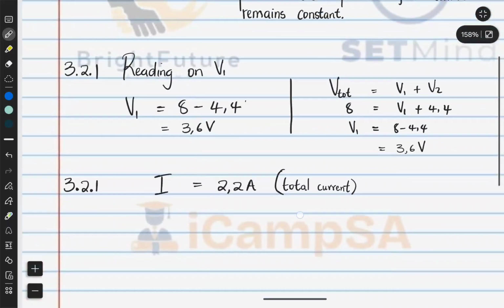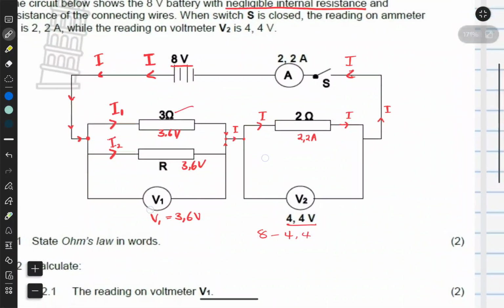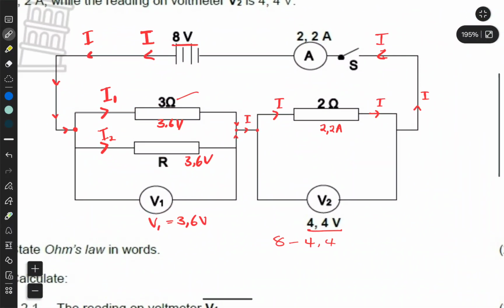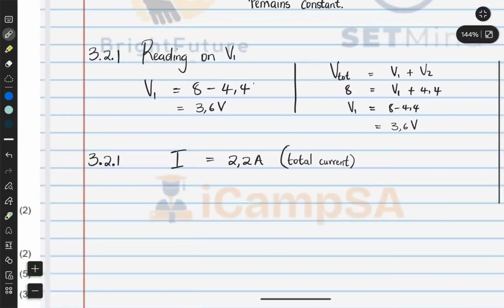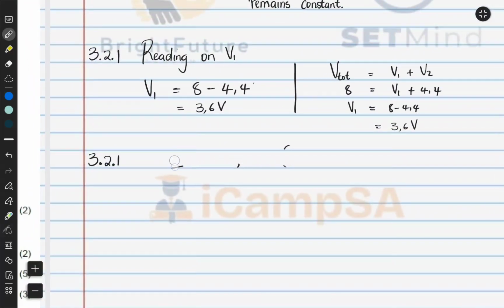That's method 1. Method 2, what we can do is say, well, let's find the total resistance of this circuit. If we say R is V over I, we already have the total voltage and the total current. So from there, we would be able to solve for R. So let's start with method 1 actually. Method 1.